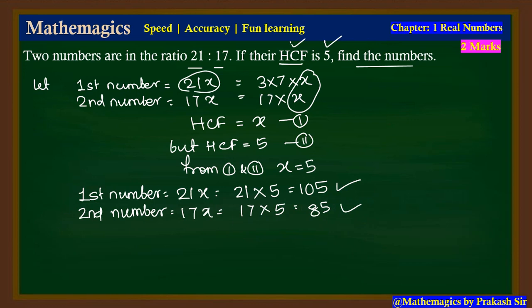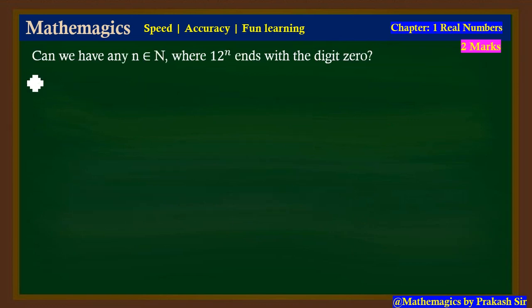Dear friend, it was a very easy question. I hope you have understood this. Now move on to the next question. Can we have any natural number n belonging to the natural number set where 12 to the power n ends with the digit 0? So let us calculate the answer.